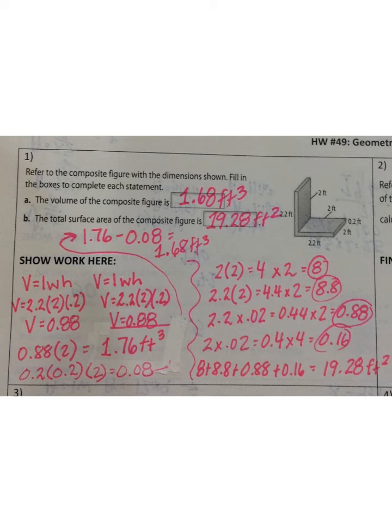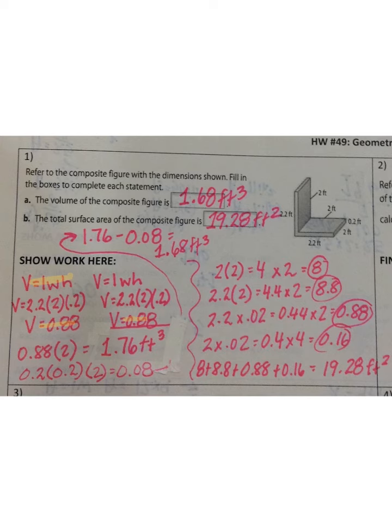All right, so this one was kind of intense. I started over here with the volume. What I did is I just found both of the rectangular prisms because they have equal dimensions. Length times width times height resulted in 0.88 for each of them. So I multiplied that by 2 and got 1.76 feet cubed.